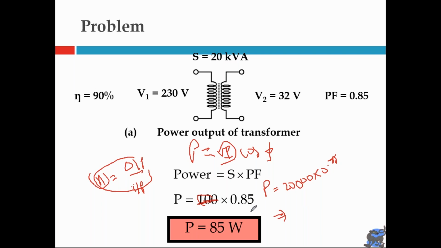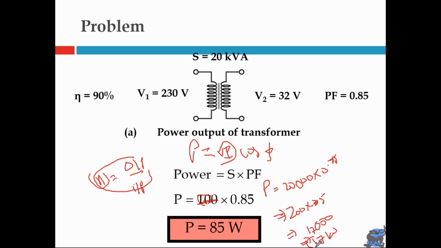So what power do you get here? 20,000 into 0.85, so 200 into 85. Then what is the value? 2 fives are 10, 2 eights are 16, 7, 1700. So 17 kilowatts. That is the output power of the transformer.